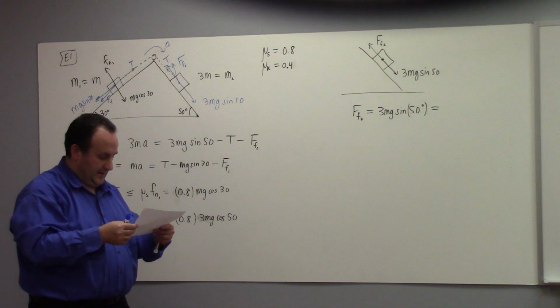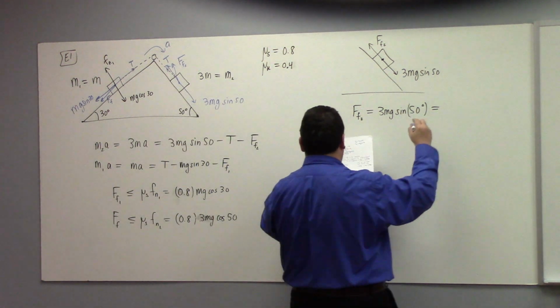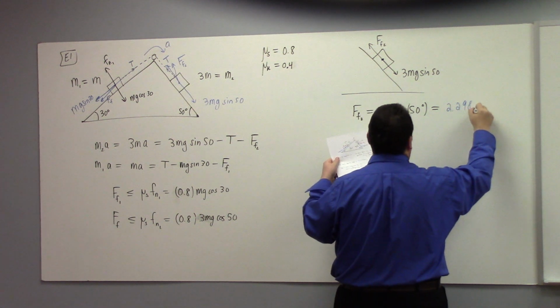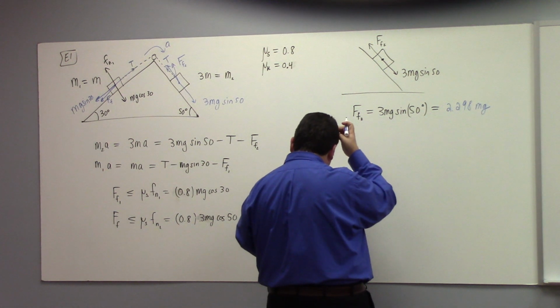Ah, there it is. That is 2.298 mg. All right, that's 3 mg sine 50.